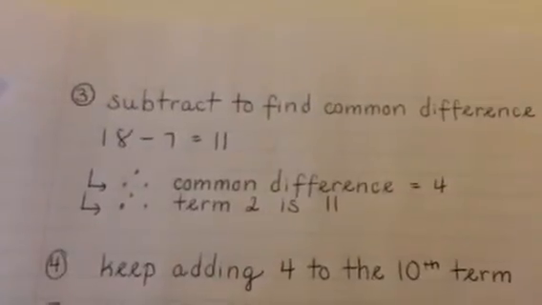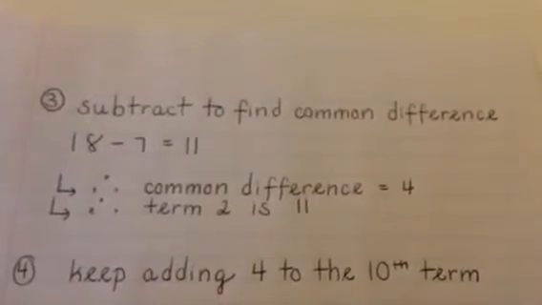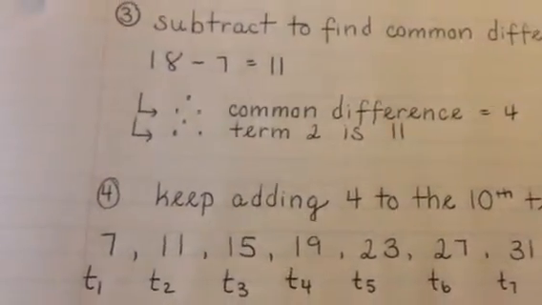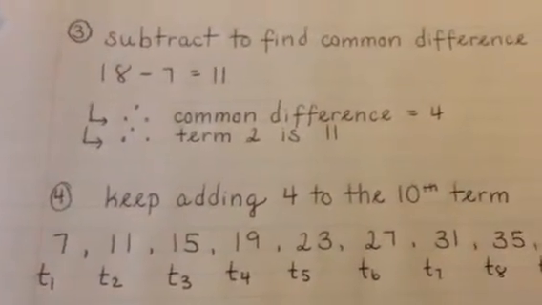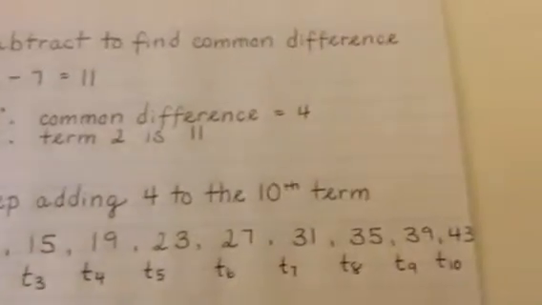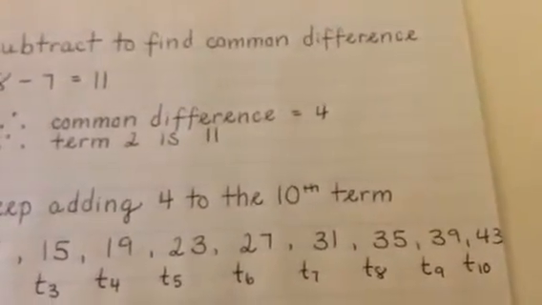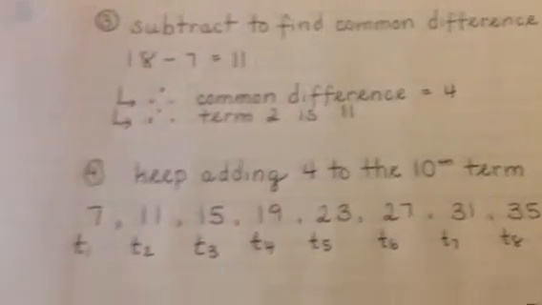So our next step is to keep adding 4 to find the 10th term. So we start off with 7, then 11, 15, and so on, all the way to the 10th term, which gives you 43. And that's how you find the 10th term.